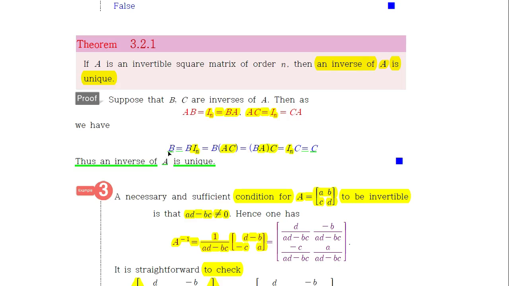So the left-hand side B is the same as the right-hand side C. So B should be the same as C. So the two inverse matrices should be the same, which means that for any matrix, they all should be the same. Because you chose two inverses arbitrarily, and then you showed those two should be the same. So the inverse of a given matrix should be unique.